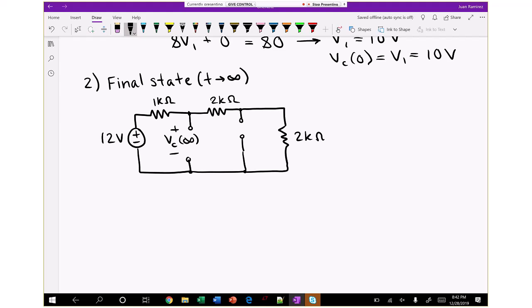Alright, so this step-by-step method does not work to find the voltage across a resistor or the current through a resistor, only for the capacitor voltage or inductor current.